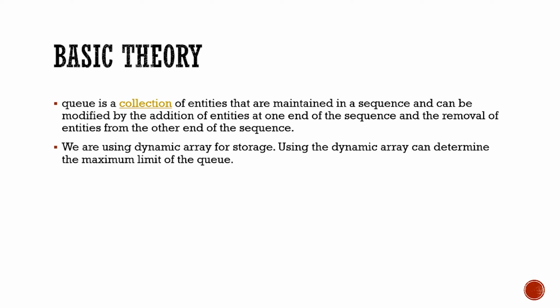Basic theory. Queue is a collection of entities that are maintained in a sequence and can be modified by the addition of entities at one end of the sequence and the removal of entities from the other end of the sequence. We are using dynamic array for storage. Using the dynamic array can determine the maximum limit of the queue.